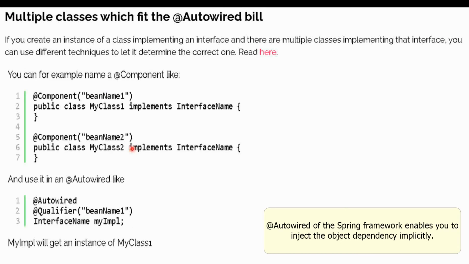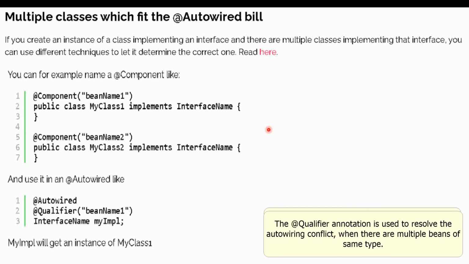So the next annotation is @Autowired. This annotation in Spring will look for a class that matches the property in the application context and inject it automatically. This annotation can be applied on a variable, a method, as well as on a constructor.